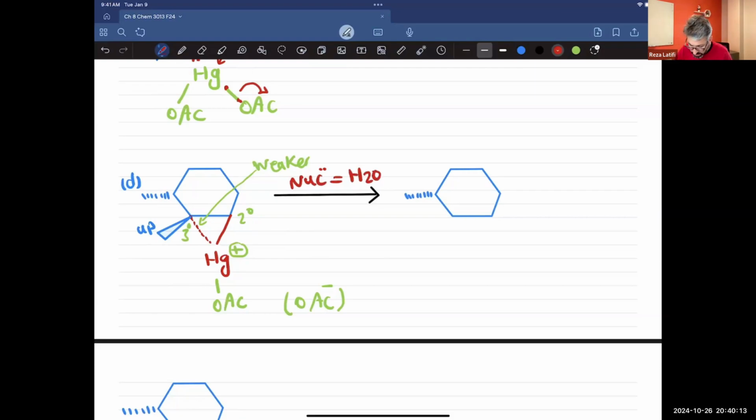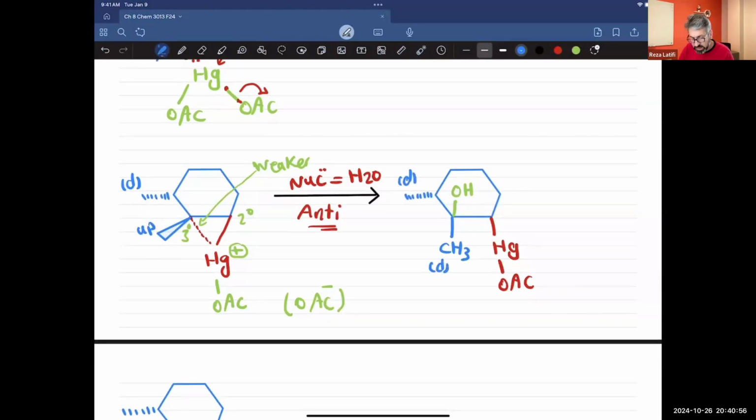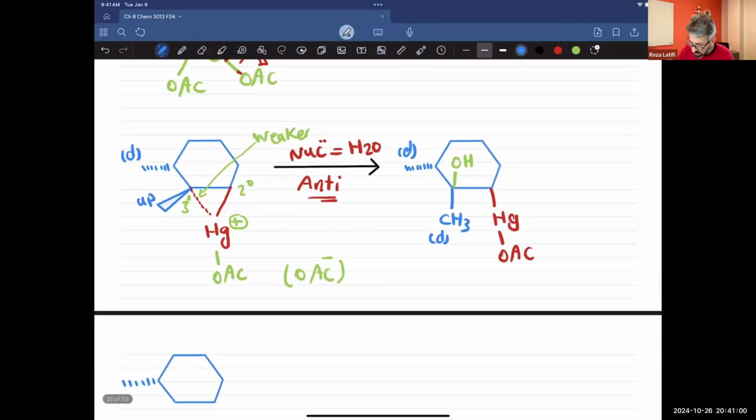Water is going to attack the carbon from the opposite direction, so the addition is going to be anti. Addition of the nucleophile will be anti. We have the mercury down here, so I'm going to draw the mercury down there attached to OAc, and OH will show up on the top. I got the OH from water, and now if OH is up, that means the methyl, this CH3, will be down. Now CH3 went down. So you write this one down, and that one also down. Next step, I'm going to add the borohydride.